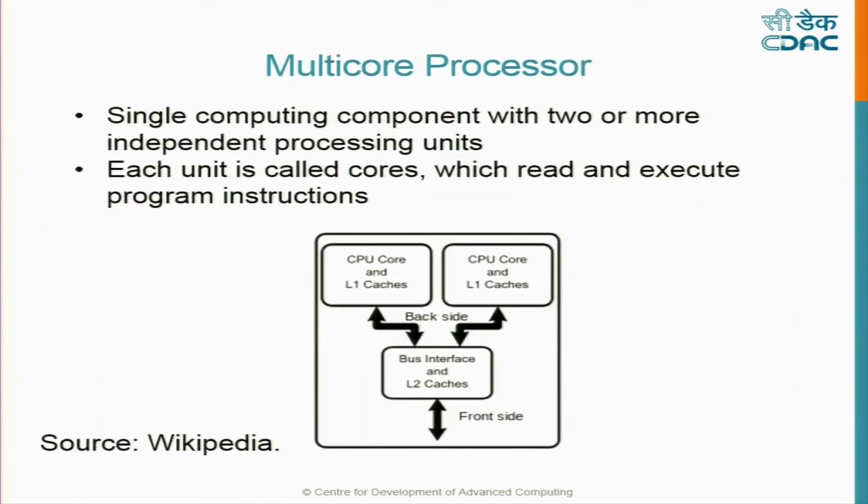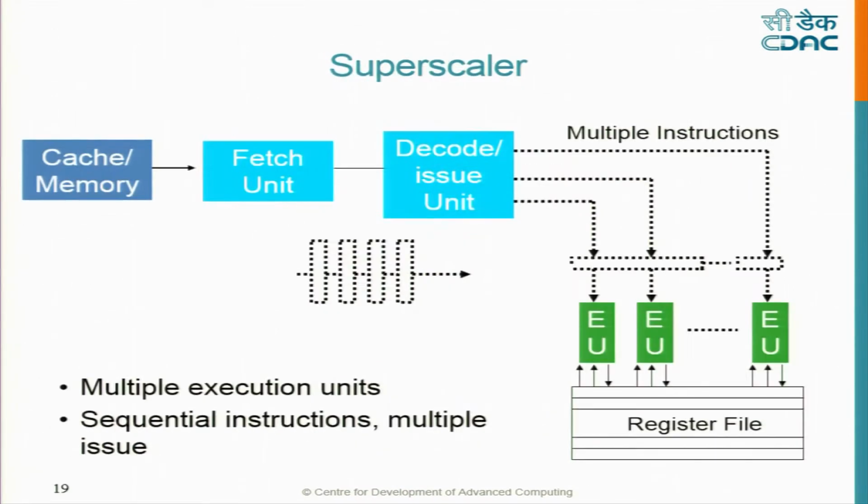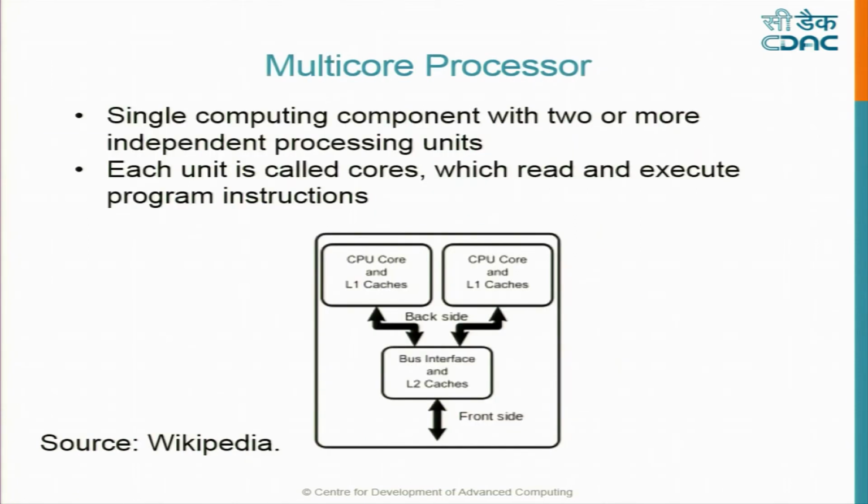Multi-core. Now see the difference between the two. In superscalar, we are only duplicating the execution units which are inside, the ALUs. Whereas here, the entire CPU core is duplicated. It means you have 2 instances of Pentium inside the one chip. Why is this possible?